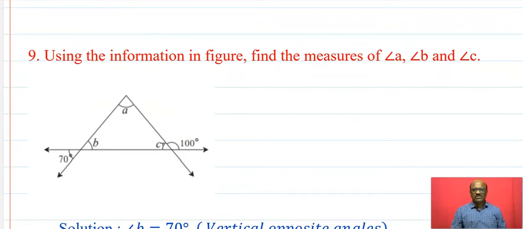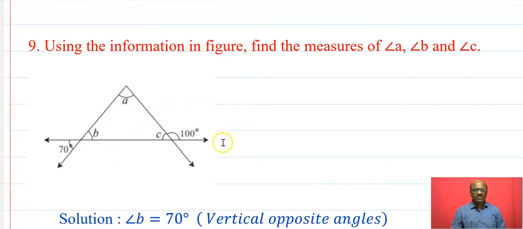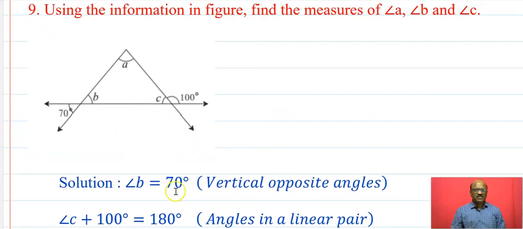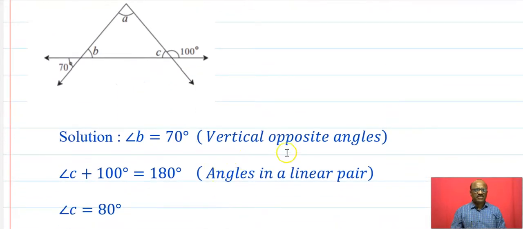Now, the next question is also very simple. The measure of angle B is a vertically opposite angle. The measure of angle B is 70 degrees. What about C? These two angles are a linear pair. Therefore, the measure of angle C is equal to 80 degrees. And A plus B plus C is equal to 180. Therefore, we can find the measure of angle A. Now, see this here. A is 70 degrees, C plus this 100. B is equal to 70 degrees. That is vertically opposite.